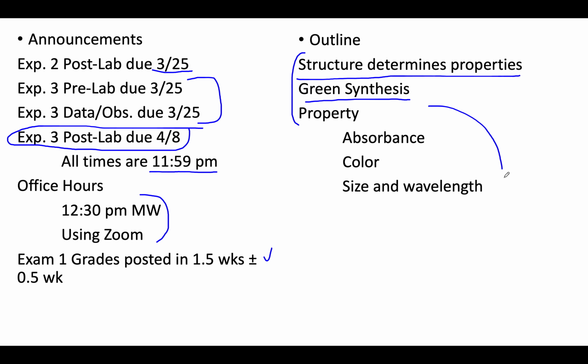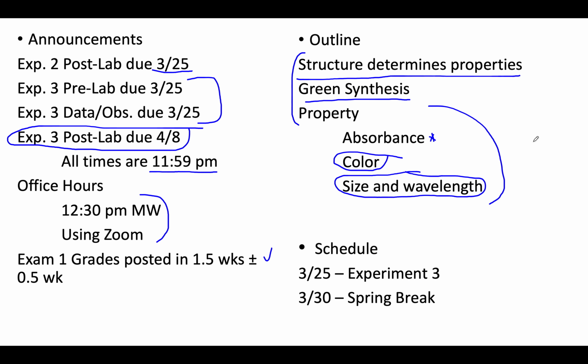And then if we're talking about structure determines properties, we're going to use absorbance, what you saw on activity 7. And you can also just see the nanoparticles. There's color to the nanoparticles, but we're going to use that absorbance, that wavelength, to then determine the size. So that's this whole structure determines properties. And as I've already said on a previous video, experiment 3 is on Wednesday, and then spring break.